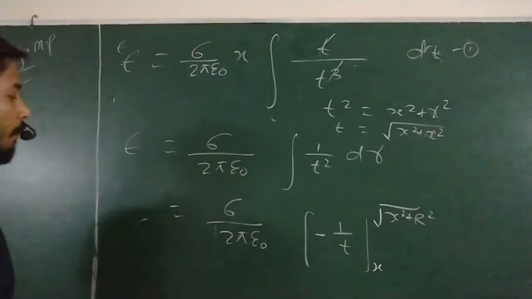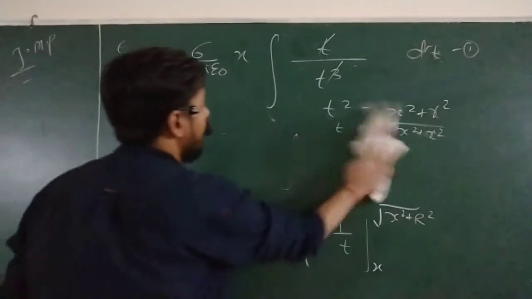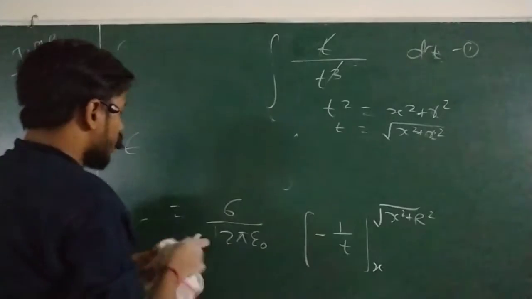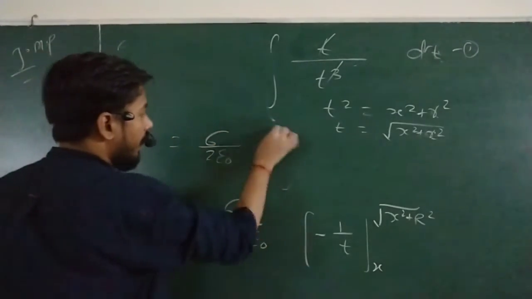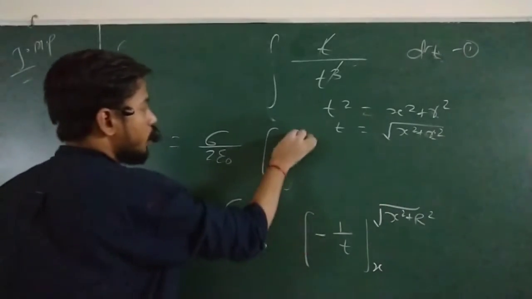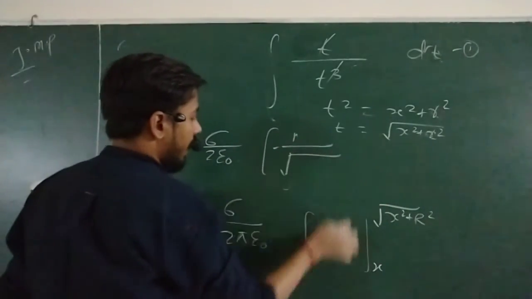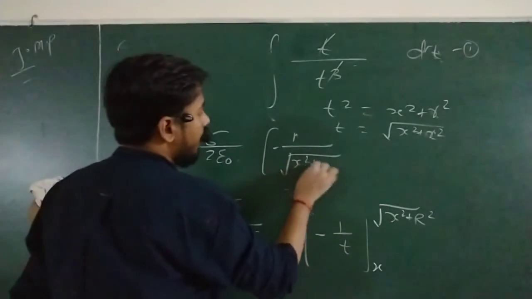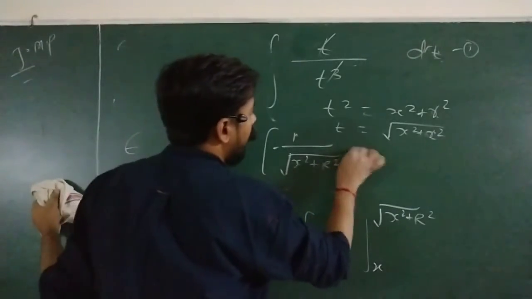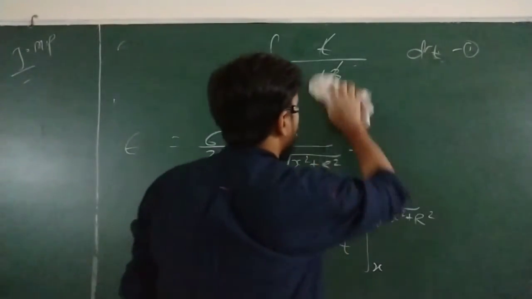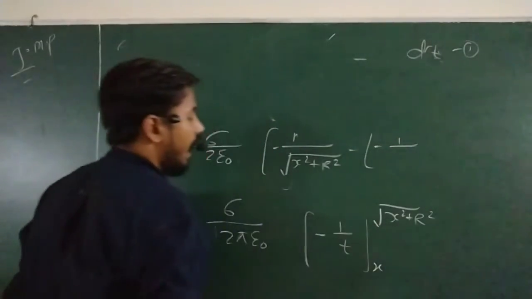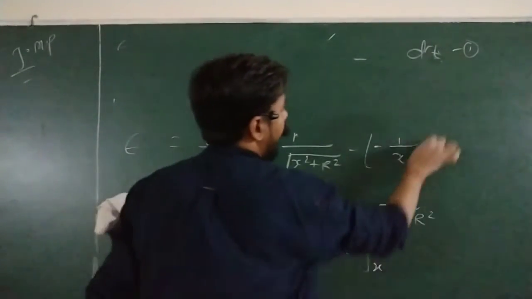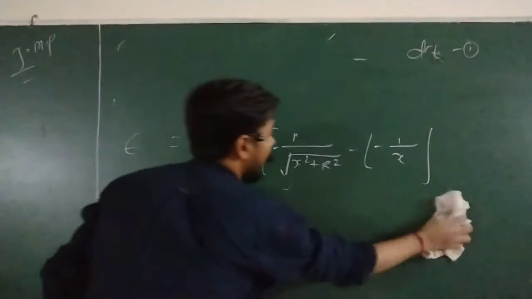So now put the upper limit and lower limit. Can I get this side? Okay. So see, E will be sigma by 2 epsilon 0 times minus upper limit 1 by, at the place of t, x square plus r square, minus lower limit of minus 1 by, and at the place of t is what? X. So this result is coming, my dear.